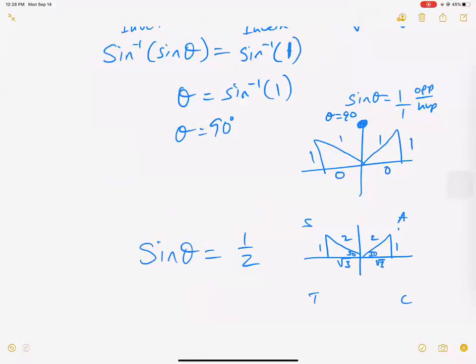We have two answers. My first answer here would be 30 degrees. The second one is 30 degrees short of 180. That's 150 degrees. So theta could be 30 degrees and 150.